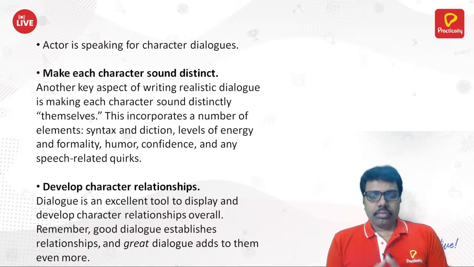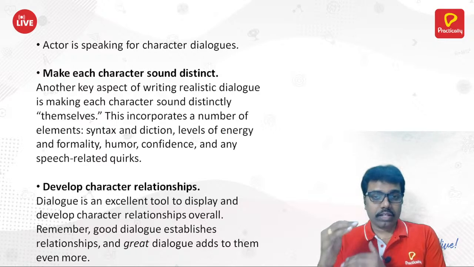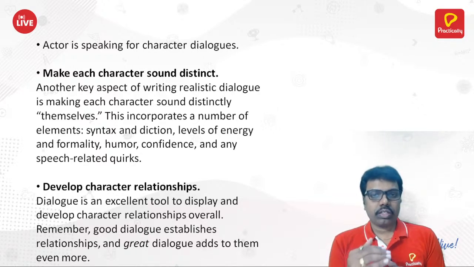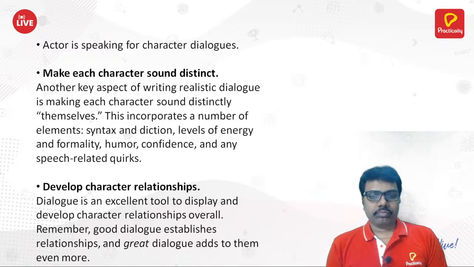The main thing is, in order to do that, we need to follow a few things. The actor is speaking the character's dialogue, whatever character you have created. We discussed a few characters, and we discussed the character traits also. Traits are nothing but the three dimensions of the characters. So the actor is talking as this kind of character. Whatever character you are creating, he or she needs to agree to that, and we need to make each character sound distinct. Why?